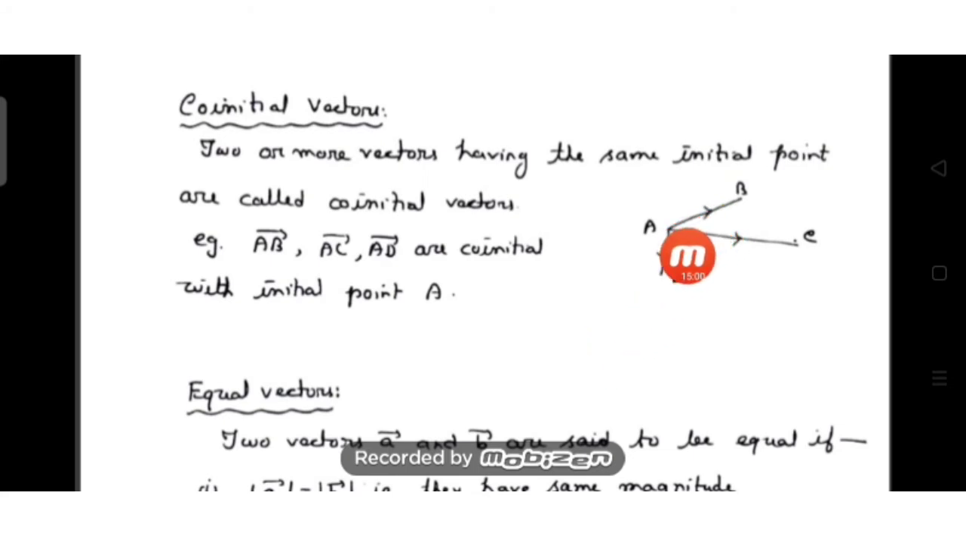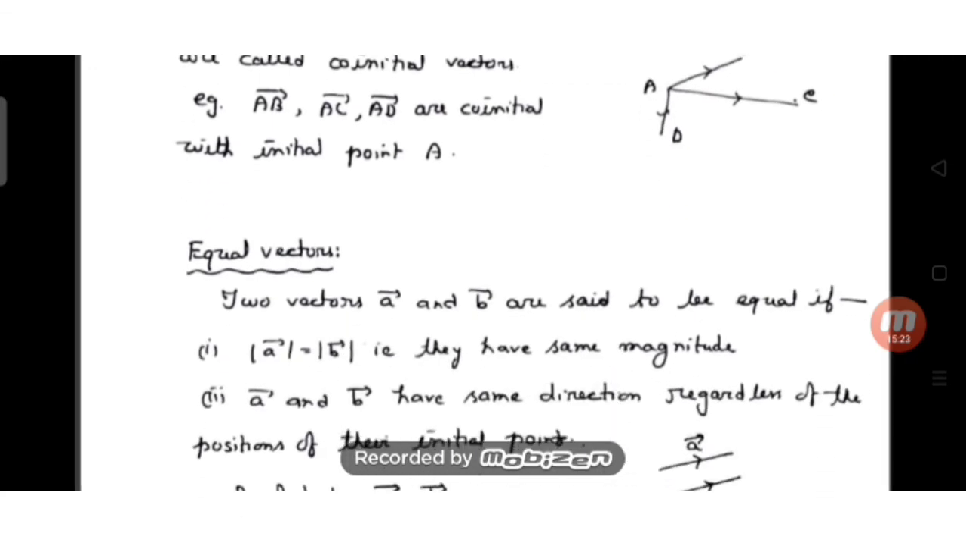Suppose here I consider a vector AB bar, where A is the initial point, and like this AC bar, AD bar. So AB bar, AC bar, AD bar, that means directed line segments AB, AC, AD. This way AB, AC, AD are co-initial with initial point A. That means if the starting point is the same, those vectors are known as co-initial vectors.